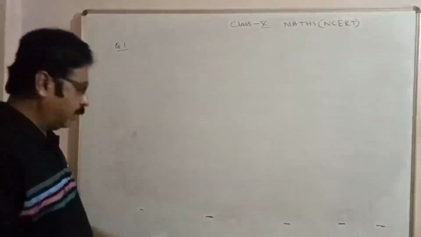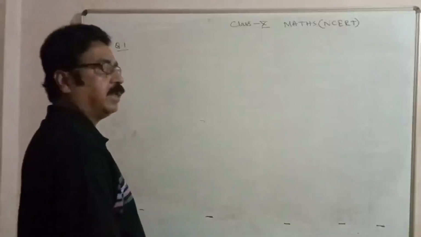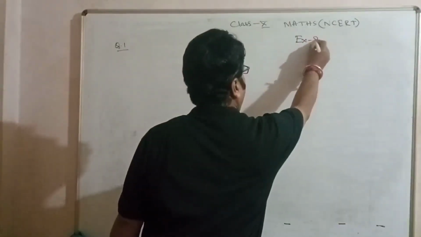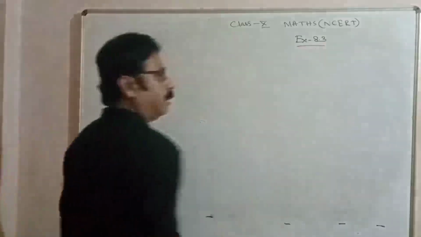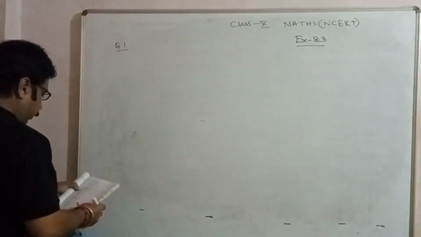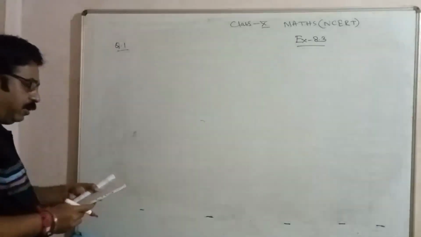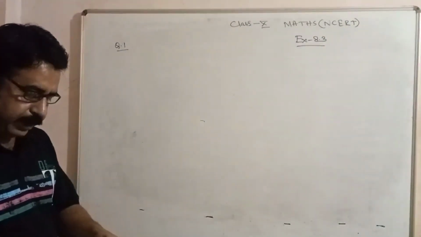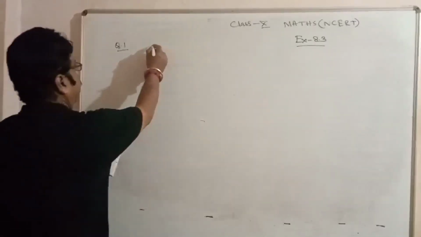Hello students, we are going to start exercise 8.3 today. Question number 1. Express the trigonometric ratios of sin A, sec A and tan A in terms of cot A.